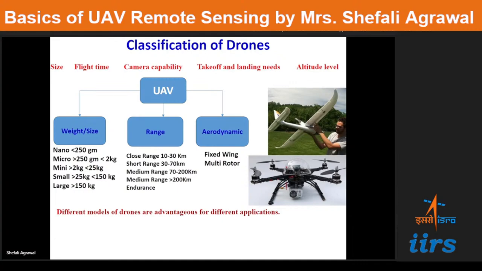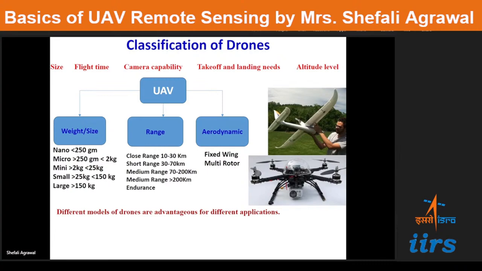That again is interlinked with the weight of the drones. The nanos and the micros have a very small battery, so the power of the battery is also less. So they are short range drones. The mini, small, and large category drones, which are heavyweight, have a better equipped, more powerful battery, and they can have medium or long range endurance. So these are all interlinked to each other.